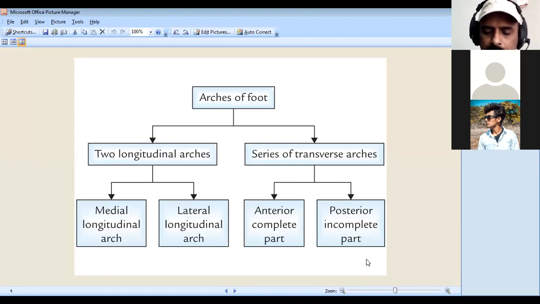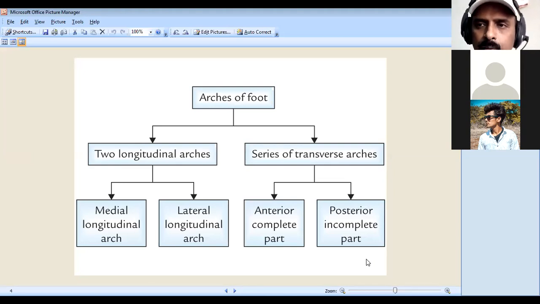Dorsiflexion, plantar flexion, inversion, eversion. Dorsiflexion: the forefoot is raised and the angle between leg and foot is reduced. Plantar flexion: the forefoot is depressed and the angle between leg and dorsum of foot is increased. Inversion is the sole facing inside; eversion is the sole facing outside. That also you should know.